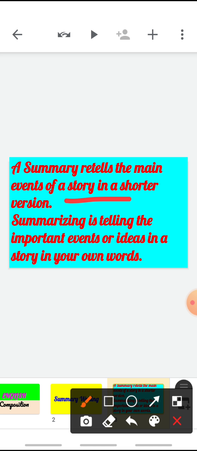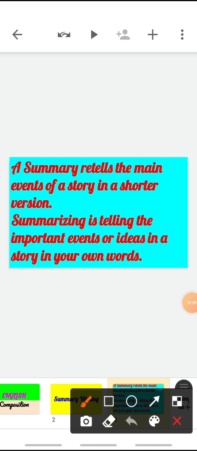For example, if you have read any story and someone asks you to summarize it, what will you do? You will just write the main events of the story. You do not need to write the full story, but only the main events of the story in a shorter version. Summarizing is telling the important events.